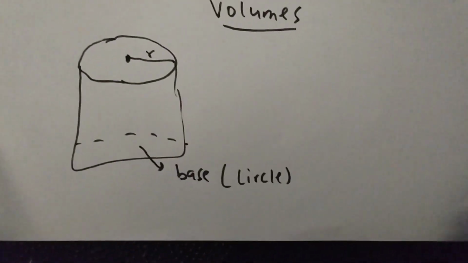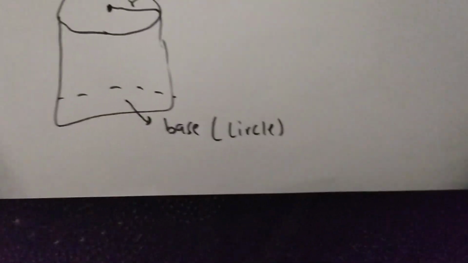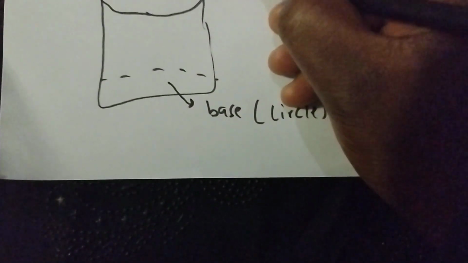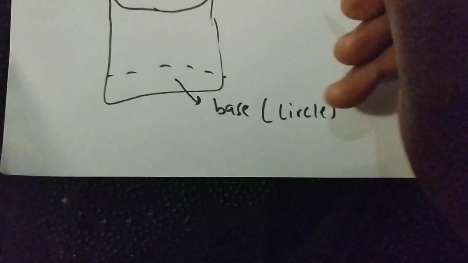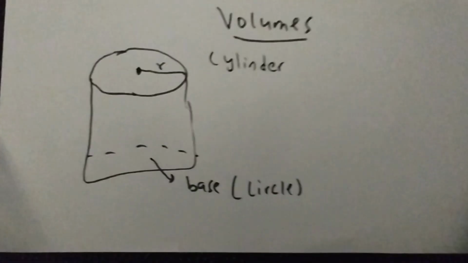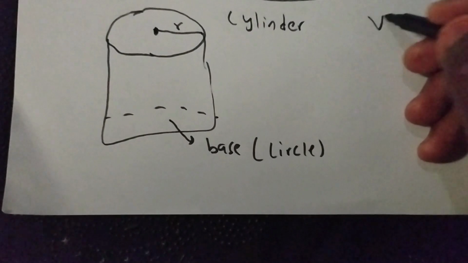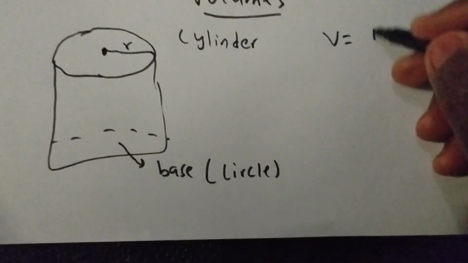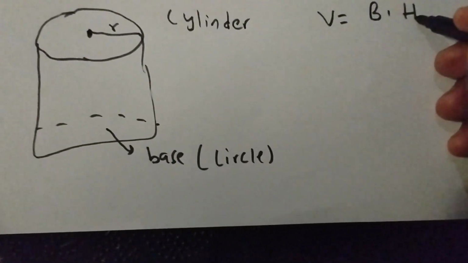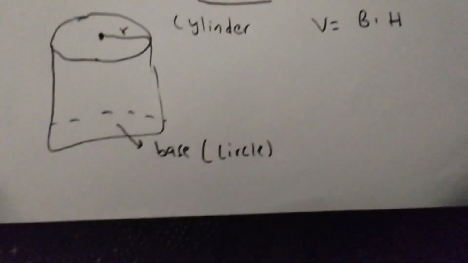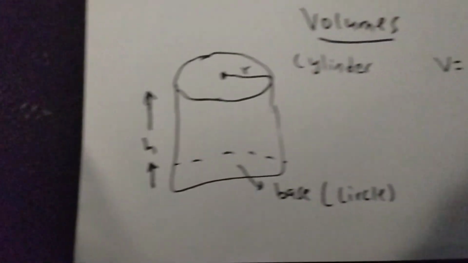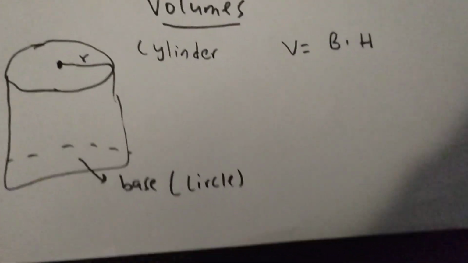So to find the volume of a cylinder, the formula is as follows. Volume of a cylinder is equal to base area times height. Our height will be here. This will be our height, h. Then our volume will be base area times height.